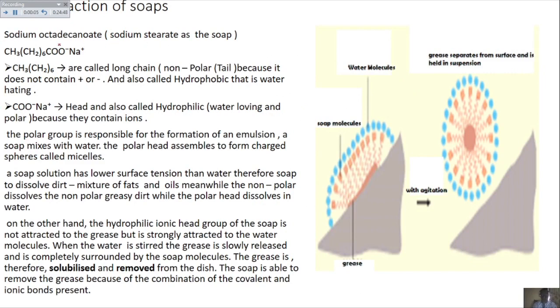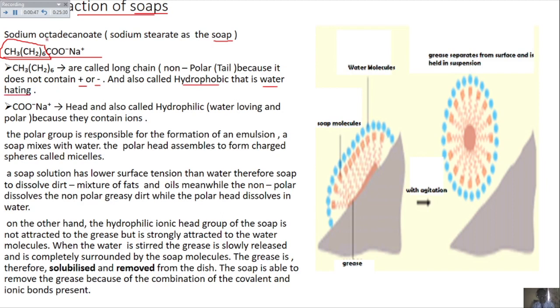Then you have sodium stearate as the soap. Talking about production of soap now, or action of soap. Soap is made from sodium octadecanoate, called sodium stearate. This is the long chain alkyl group, and it is not polar because it carries no charge, no plus or minus. It is also called hydrophobic, that is, water hating.